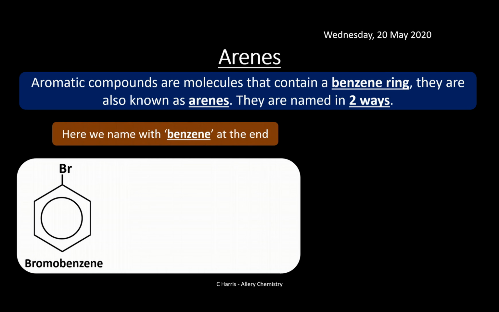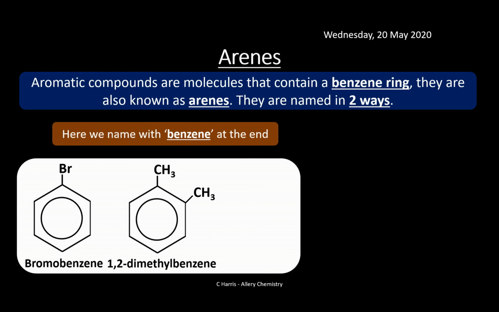The first way is to name it with benzene at the end. For example, you might have a halogen derivative of benzene, which we call bromobenzene. We can also have methyl groups, such as 1,2-dimethylbenzene, so we just put benzene on the end. And of course, we have nitrobenzene. So whether it's a halogen, a methyl group, or a nitro group attached to a benzene ring, we just put benzene at the end, with whatever group is attached to it.